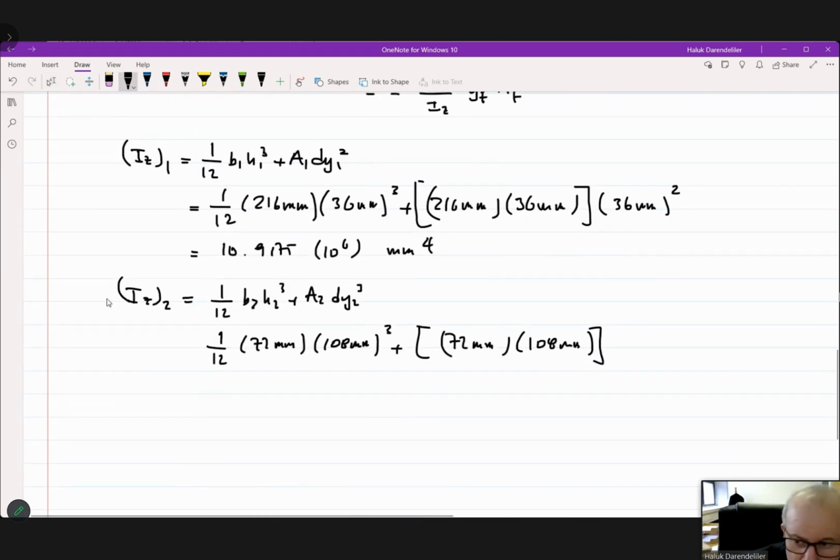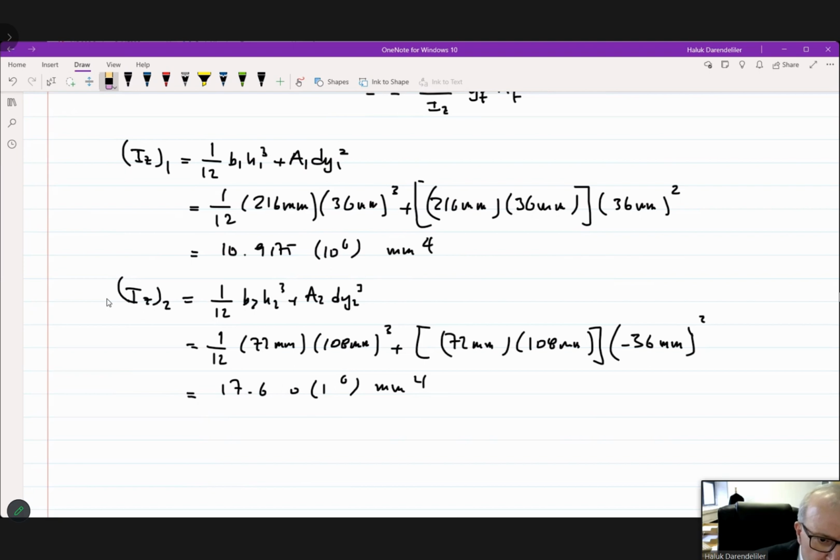So again, 36 millimeters. Although it is not important in this problem, this is a negative quantity, because in the product of inertia it is important. Here it is not, but if we are calculating the product of inertia, these signs are important. So don't forget to put the signs here, just to get used to it. Then this is equal to 17.636 times 10 to the power 6 millimeters to the power 4. So now here is the result.